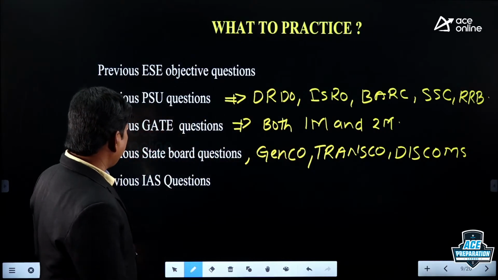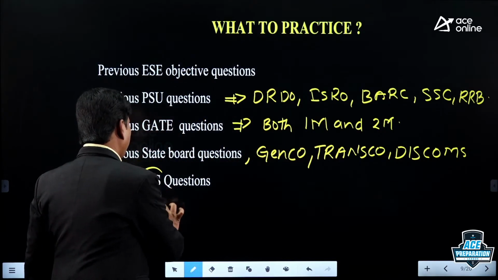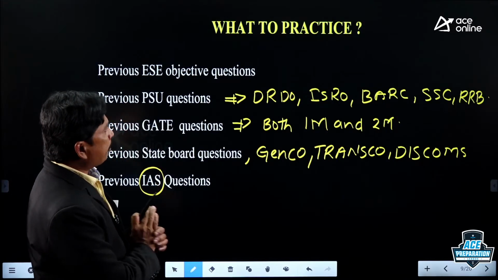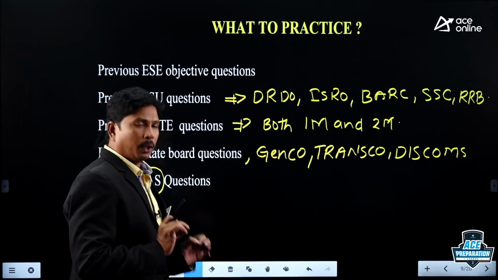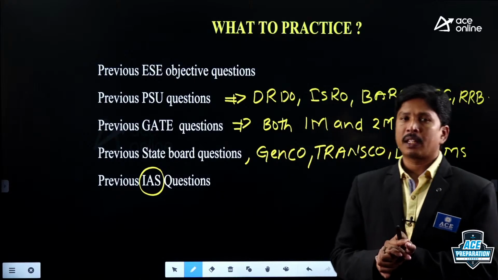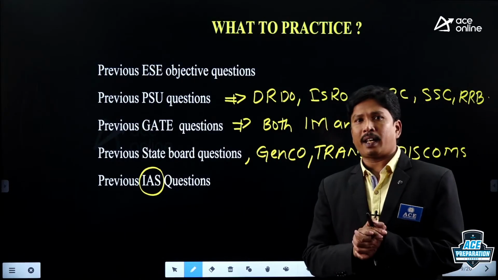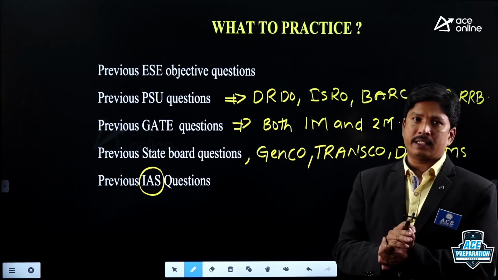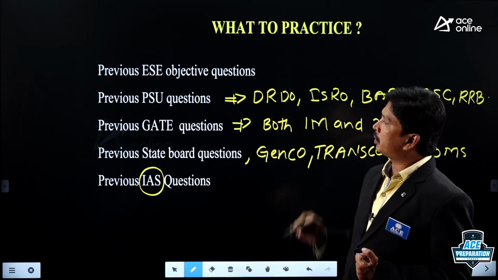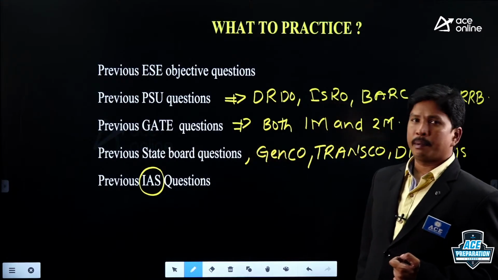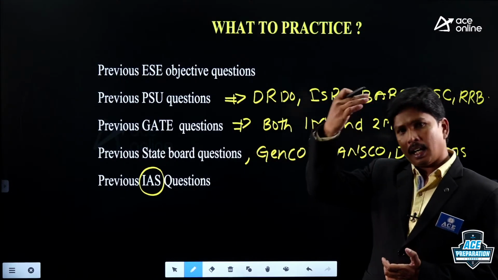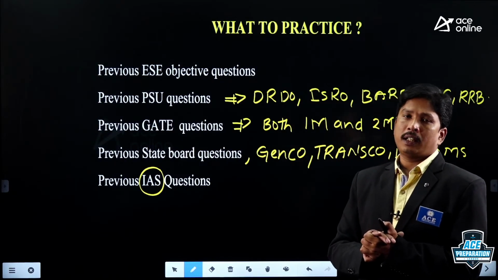Clear? And along with that, previous Indian administrative question papers also we can take. Clear, students? So these are the question paper sets we need. In the class we are going to discuss all possible questions wherever they are available. Suppose if you are taking a topic of inductance calculations, we'll take the questions from previous years' ESCs, previous PSUs, previous GATE and previous state board exams and previous Indian administrative questions. We'll take all the questions and discuss them in the classroom.